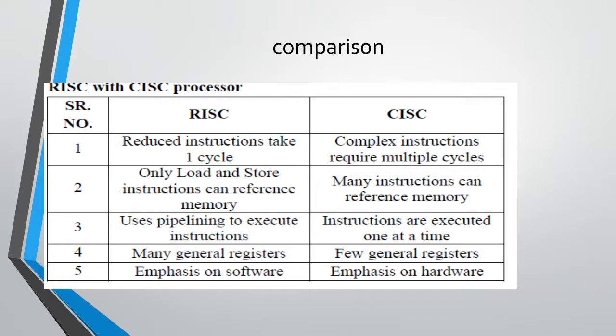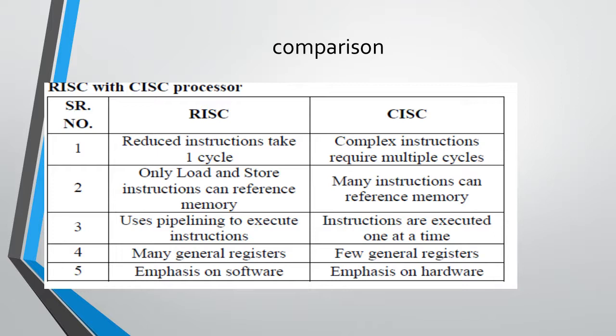Now we will see the comparison of RISC and CISC. RISC is reduced instruction set computer, and CISC is complex instruction set computer. RISC architecture is a hardwired processor architecture which utilizes a small, highly optimized instruction set, while CISC architecture is a ROM-based processor architecture which is designed with a full set of instructions.